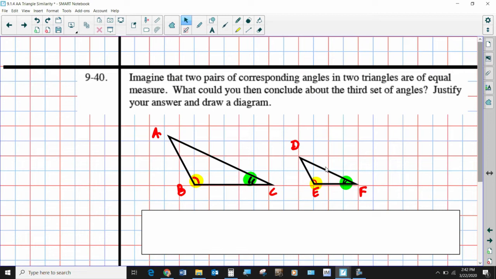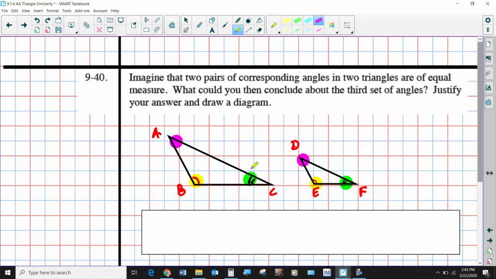So what does that mean for the third set? Do we have any choice? No, we don't. If two of these angles are congruent, then the third one has to be. There's just no way around it. Because remember, triangle sum theorem says that when you add up all three angles, they add up to 180 degrees.